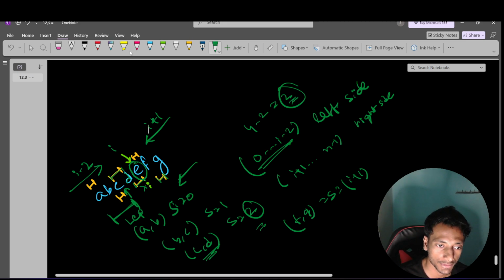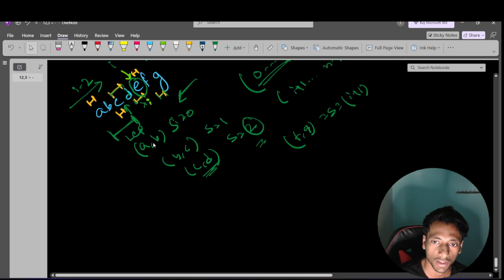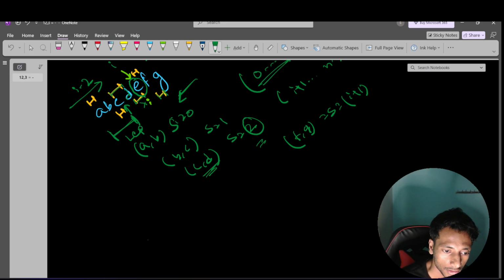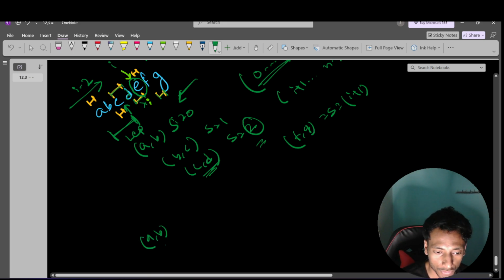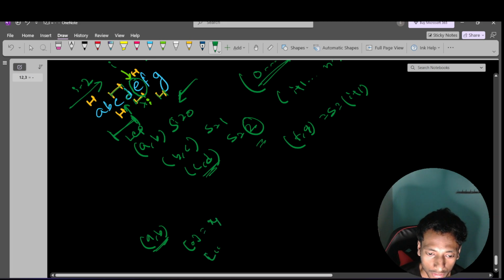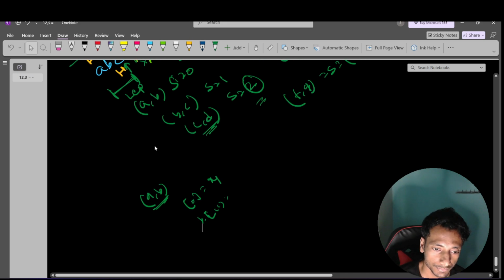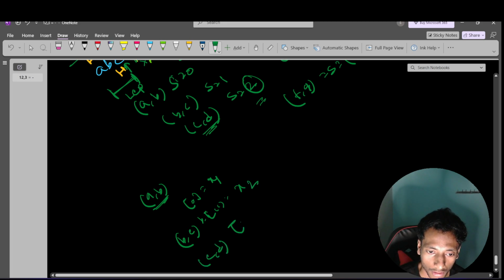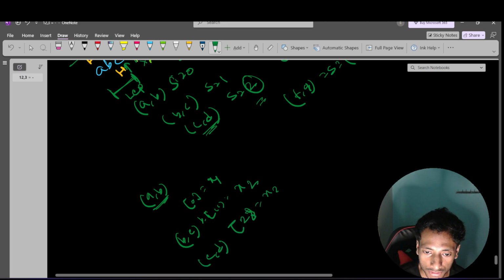I can use the prefix and suffix array now. So for index 0, I will calculate the maximum longest common prefix substring for A and B. Suppose for index 0 I have stored x1. For index 1, I have stored for B and C, suppose x2. For C and D, index 2, I have stored x3.